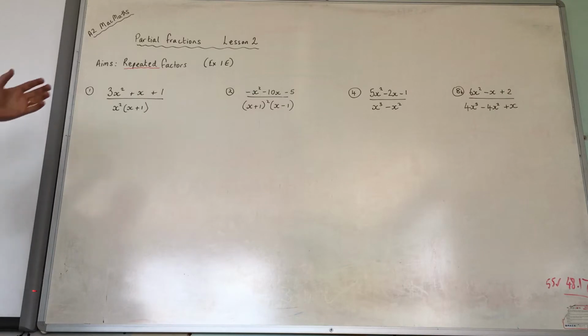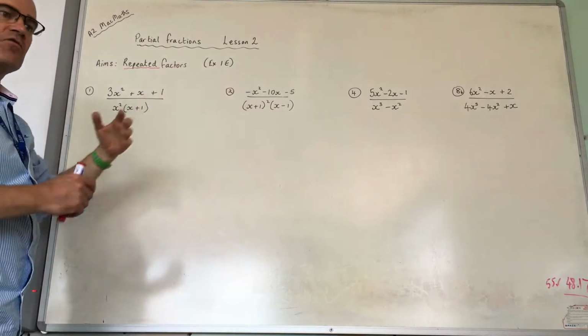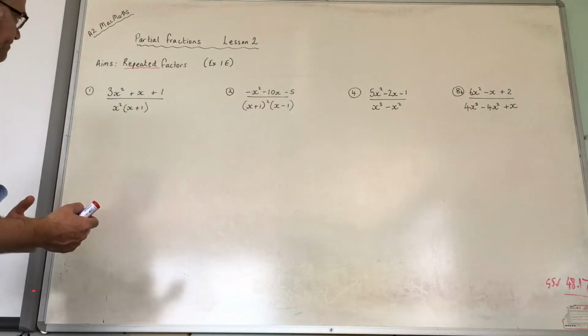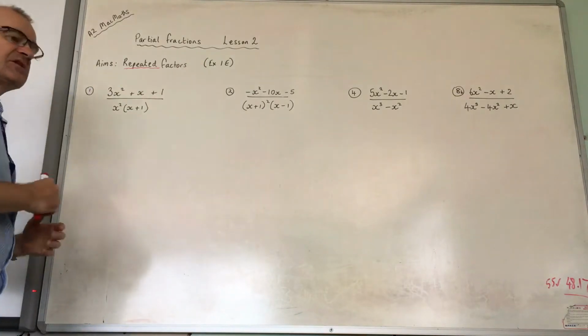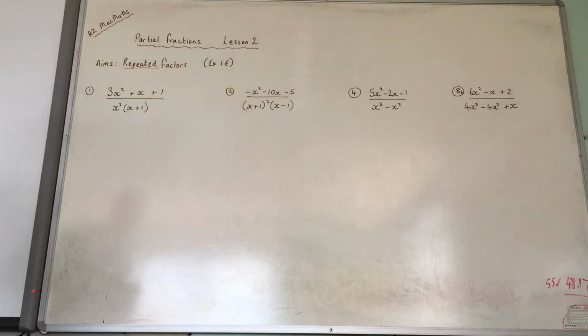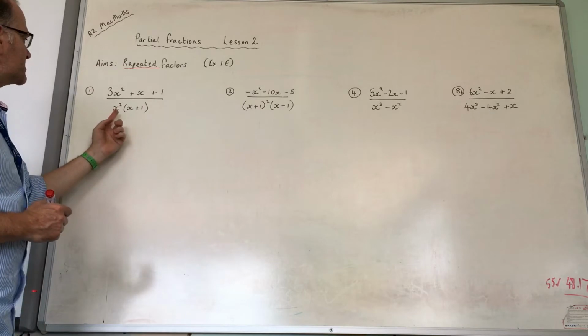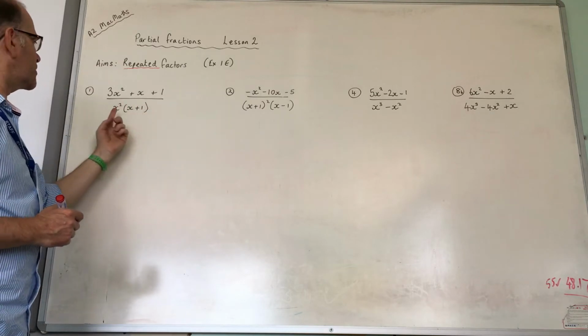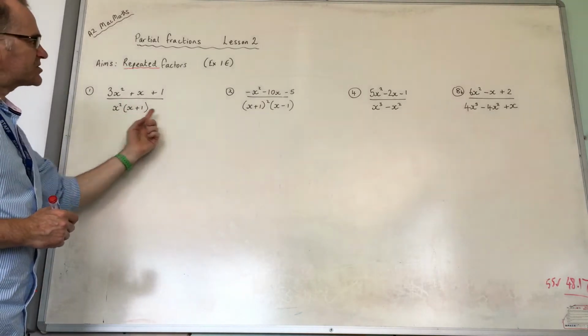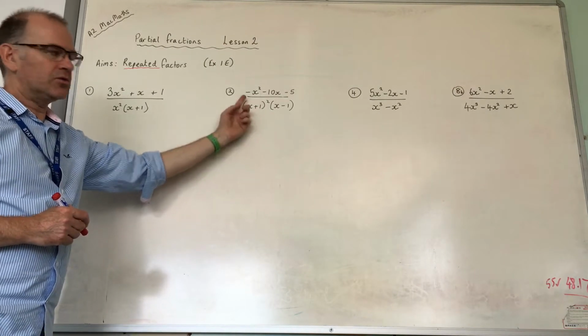So these are quite clearly algebraic fractions. We're going to write them as partial fractions over their factors, like we were doing last time in lesson 1. But what's different about these is that they've got this repeated root. So you've not just got x, you've got an x squared, or you've got an x plus 1 all squared.